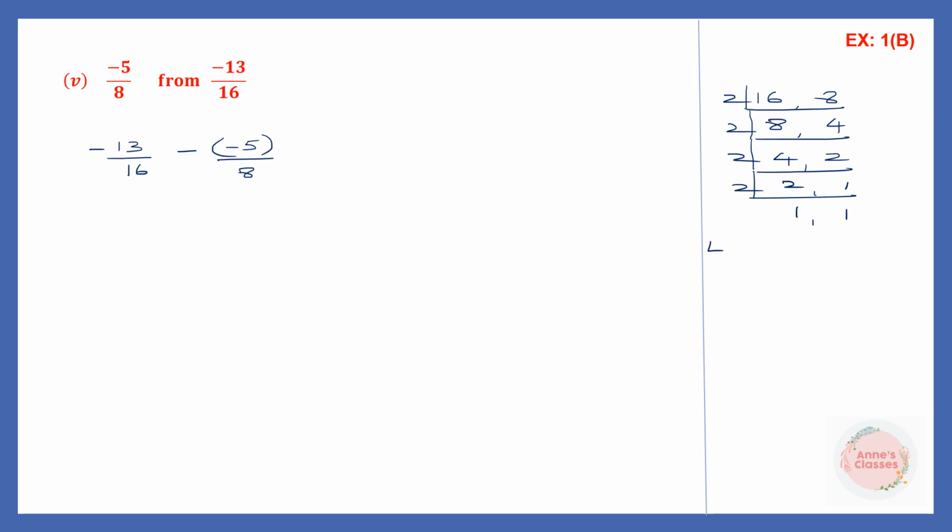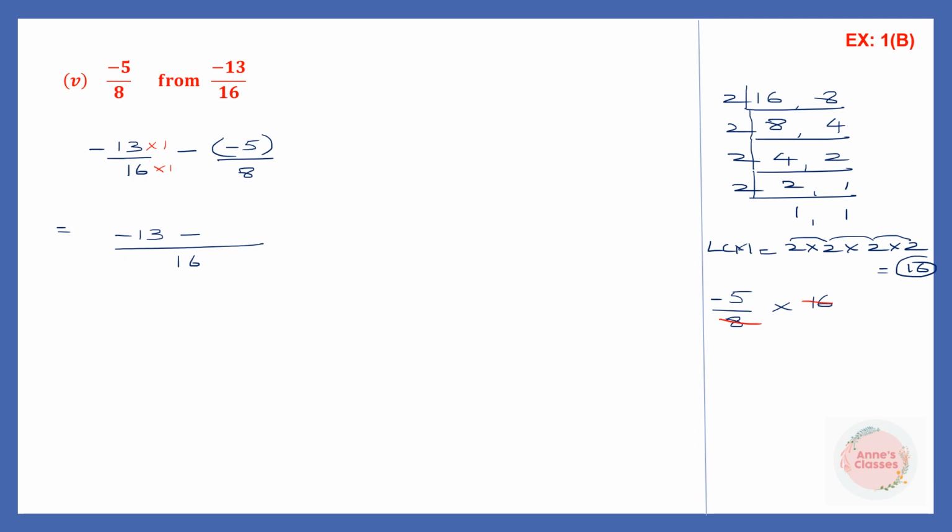So what is our LCM? Our LCM is 2 into 2 into 2 into 2. 2 2s are 4, 4 2s are 8, 8 2s are 16. So LCM is 16. So that is the common denominator here. Now look at the first rational number, minus 13 by 16. The denominator is 16. That is 16 into 1 is 16. So we write the same thing here. Minus 13 into 1 is minus 13. Now let's take the second rational number, minus 5 by 8, and multiply it with the LCM, which is 16.